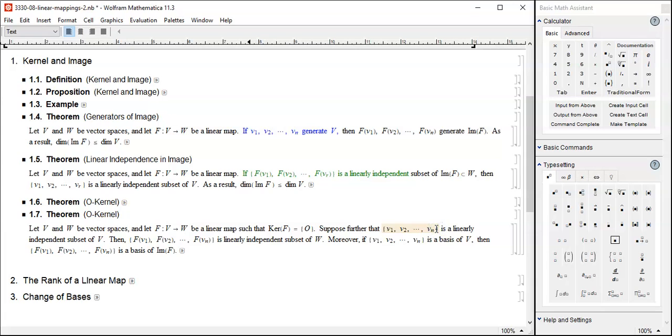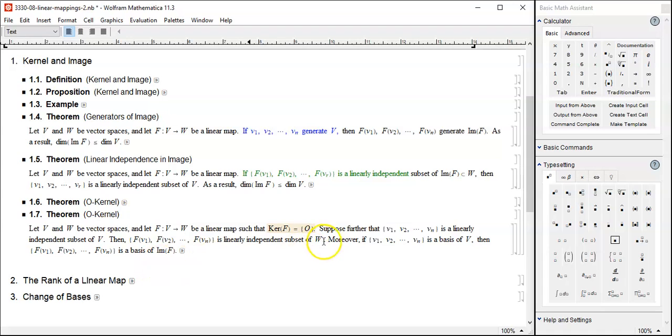If the original vectors are linearly independent, will the image vectors also be linearly independent? That's not certain. We didn't do it there. Also, for generating, we did. The original vectors are generators, then the image vectors are generators. That one we did. The linear independence, we didn't do it for the forward direction. In general, we can't. And that's why this condition is necessary. We need f to be one-to-one.